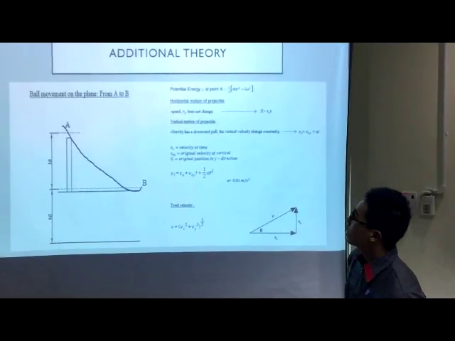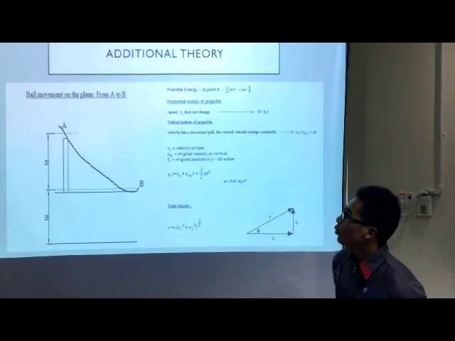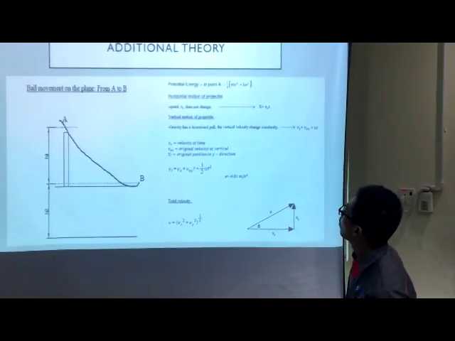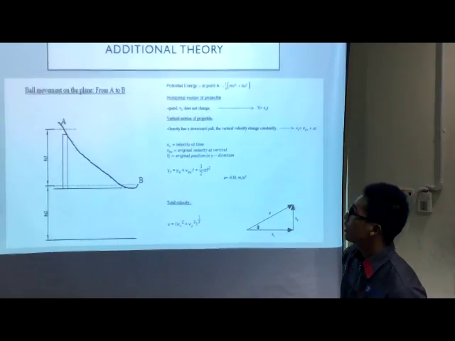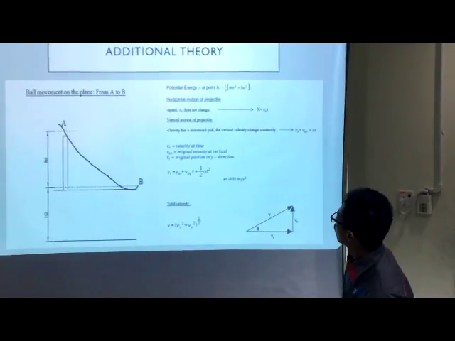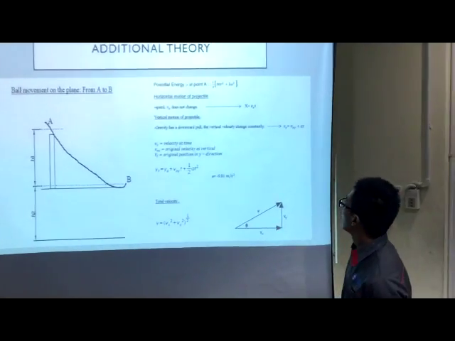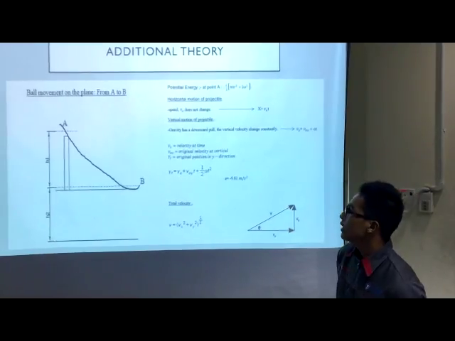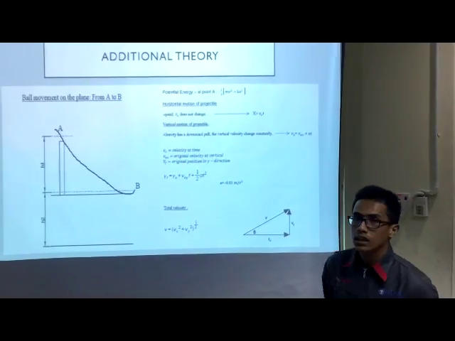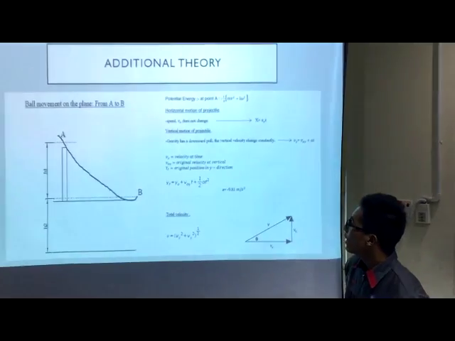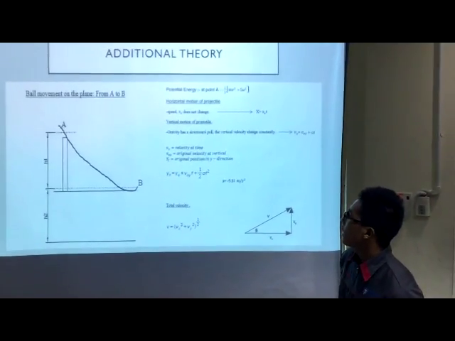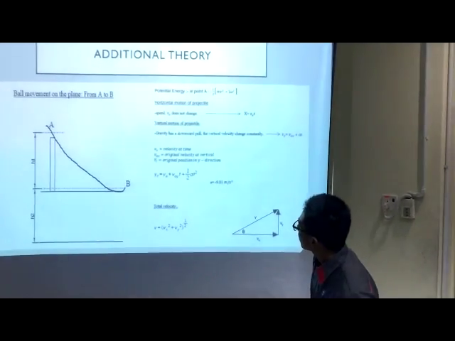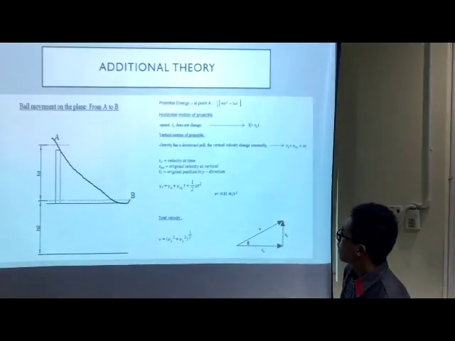And then for the horizontal motion of projectile, we can use the range formula, which is x equals vx t. And for the vertical motion of projectile, we can use the formula of velocity, which is vy equals v0y plus at, where vy is the velocity at the instantaneous time, v0y is the original velocity at the vertical position, and y is the position in the y direction.